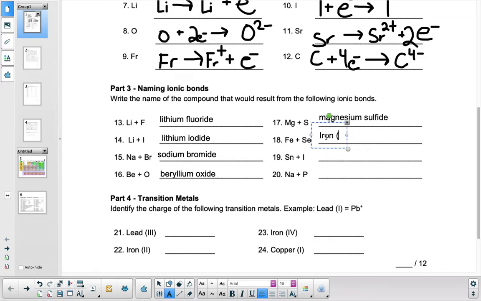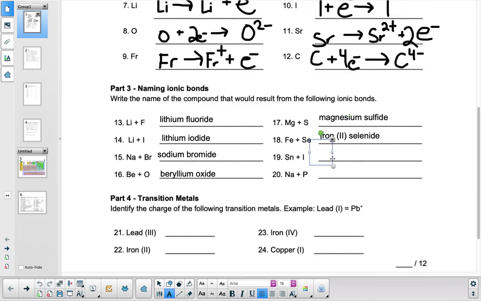So when you're writing out the name, you're going to put iron and then Roman numerals, the number of the charge. So in this case, iron(II), because it needs that +2 charge to make it a net charge of 0. And then we had selenium, which would change to selenide.